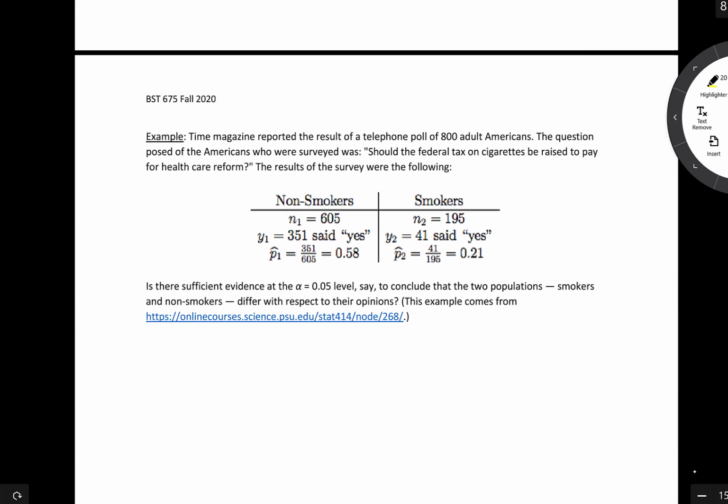So here's another example. So this one we are going to work with a difference in proportions, but it's going to be very similar. So Time Magazine reported the results of a telephone poll of 800 adult Americans. The question posed to the Americans who were surveyed was, should the federal tax on cigarettes be raised to pay for health care reform? And the results of the survey were as follows. So notice again, we're going to work with a difference in proportions. Is there sufficient evidence at the 0.05 level to conclude that the two populations, smokers and non-smokers, differ with respect to their opinions?